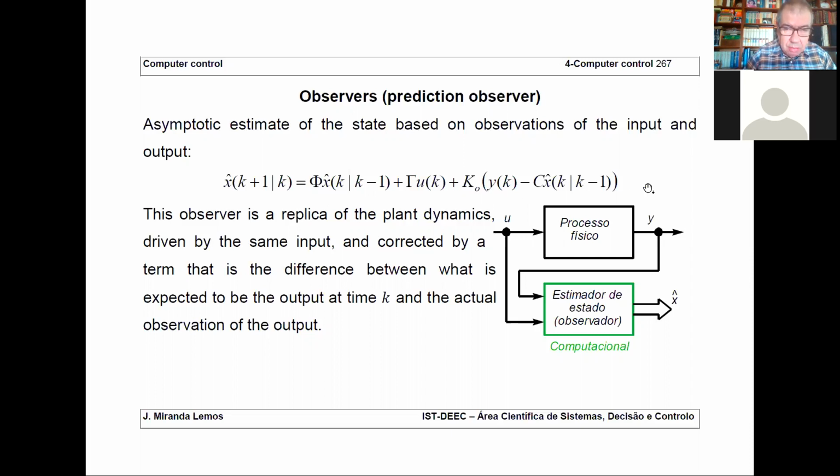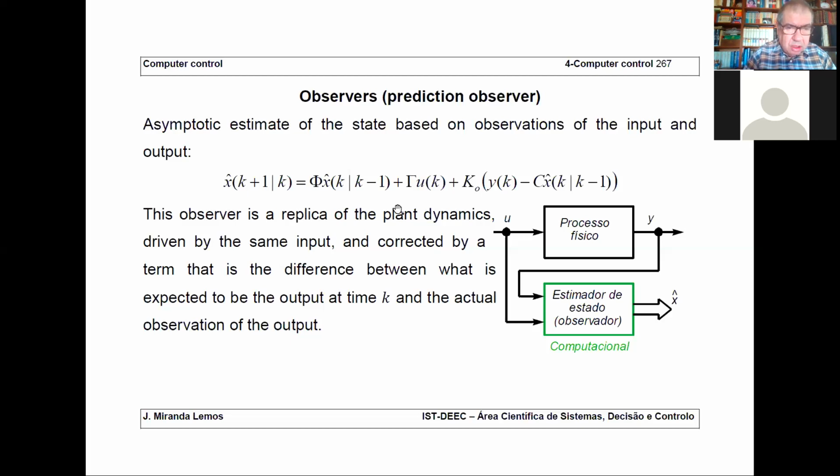So we add this correction term. And this K naught is a vector. And what is between these curled brackets? It's a difference between y of k, and you see, this is what you expect y of k to be given your previous estimate. Now, to compute the estimate at time k plus 1, you are using y k. That's why I write here x hat of k plus 1 given the information up to time k. So this is why this is called a prediction observer, because you are making a prediction based on the information up to time k.